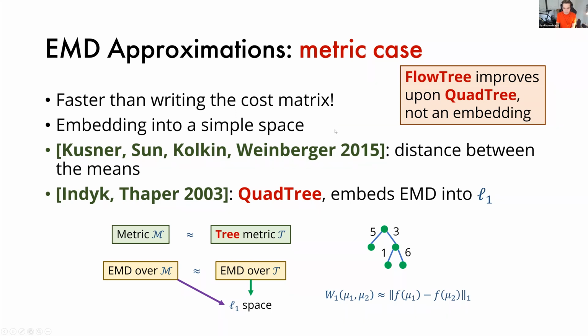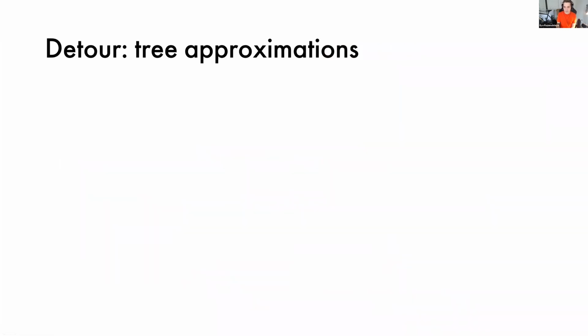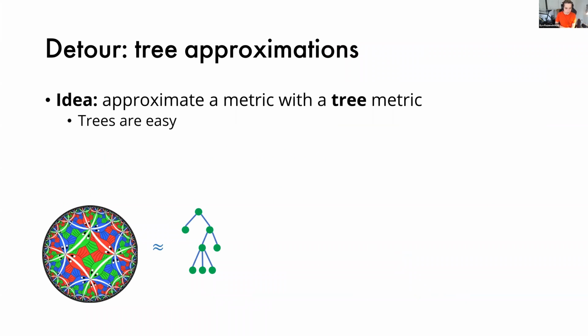Okay, awesome. So before I talk about FlowTree, let me talk about tree approximations and QuadTree. Again, this is not our work, but this is what we build upon, and I think it's a good thing for everyone to know because these tree approximations are getting a second life these days. So the starting idea is very easy. We have some metric space. It could be complicated. It could be this hyperbolic plane or whatever. And we would like to approximate it with a tree metric. The intuition is that trees are very easy. On trees, you can run recursive algorithms, dynamic programming, whatever you want.